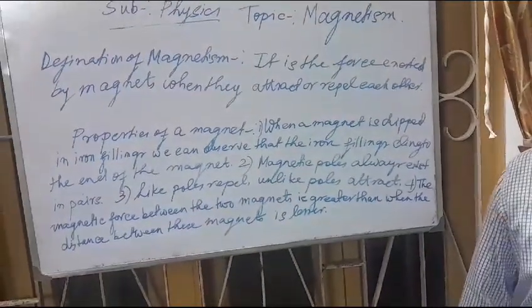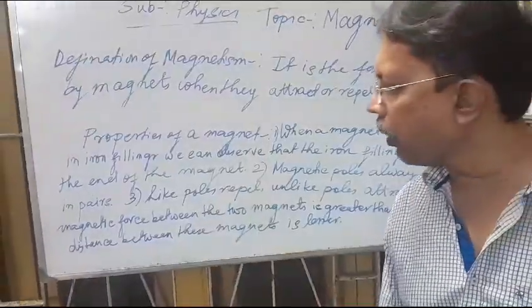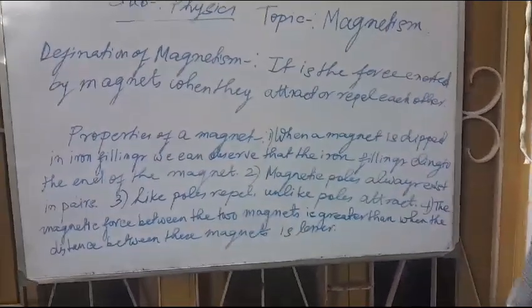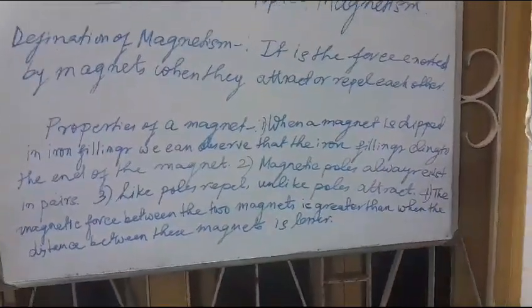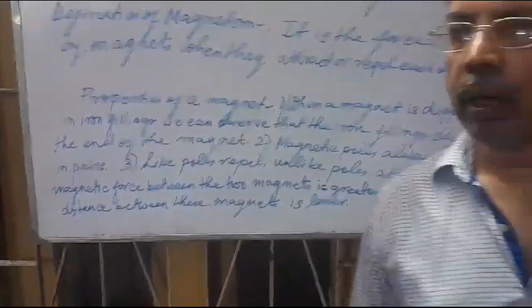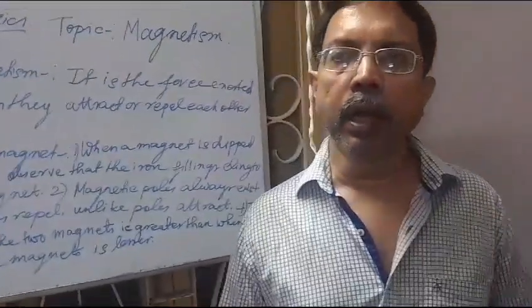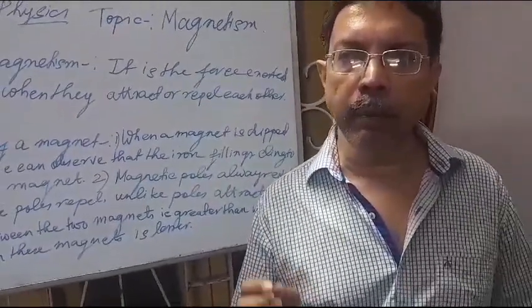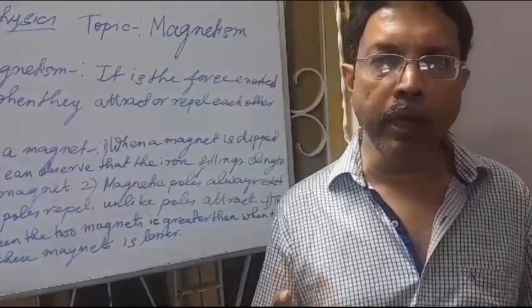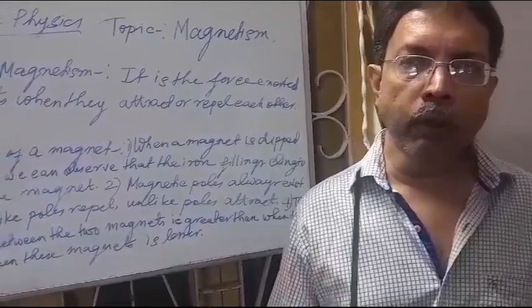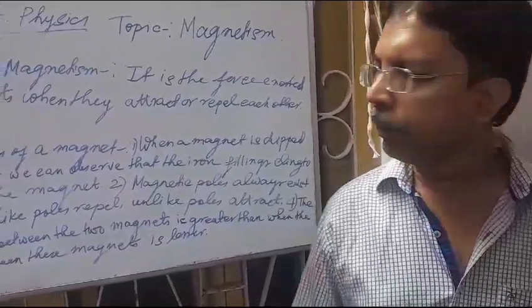Properties of a magnet. First one, when a magnet is dipped in iron filings, we can observe that iron filings cling to the end of the magnet. Because iron is such a metal or element, it has the affinity to attract the magnet. It always attracts the magnet.